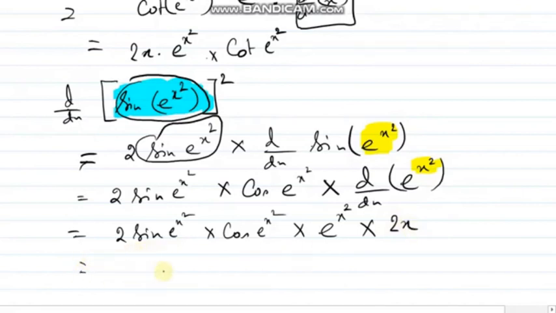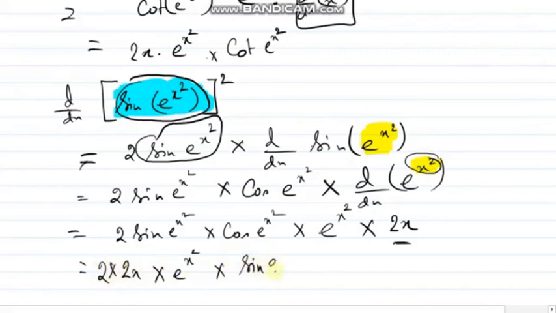Now it's done, right? d/dx of e to the power x square, e to the power x square into d/dx of x square, that is 2x. So it is 2x into e to the power x square into another 2 is coming from here, sin e to the power x square into cos e to the power x square.